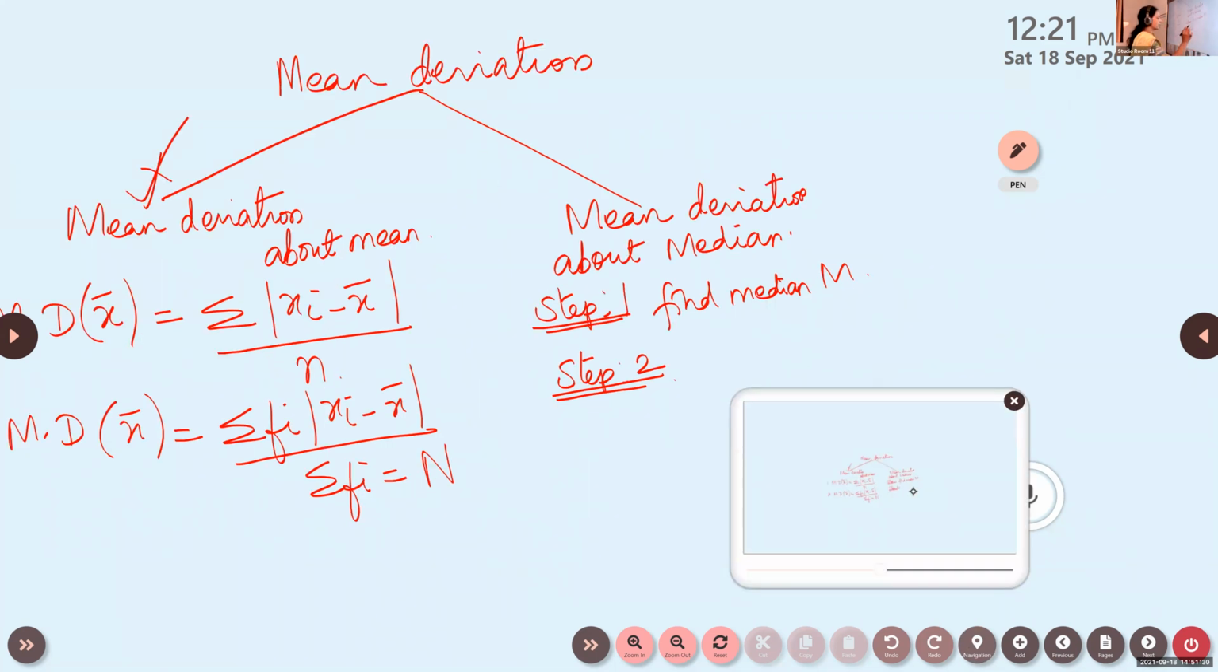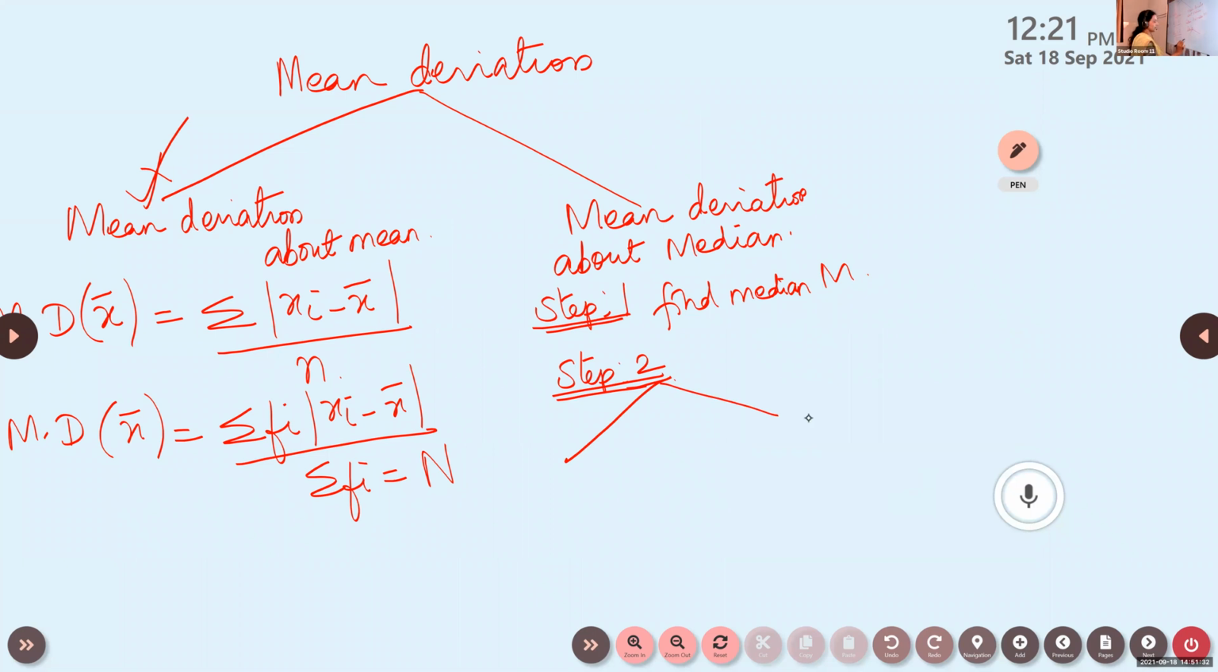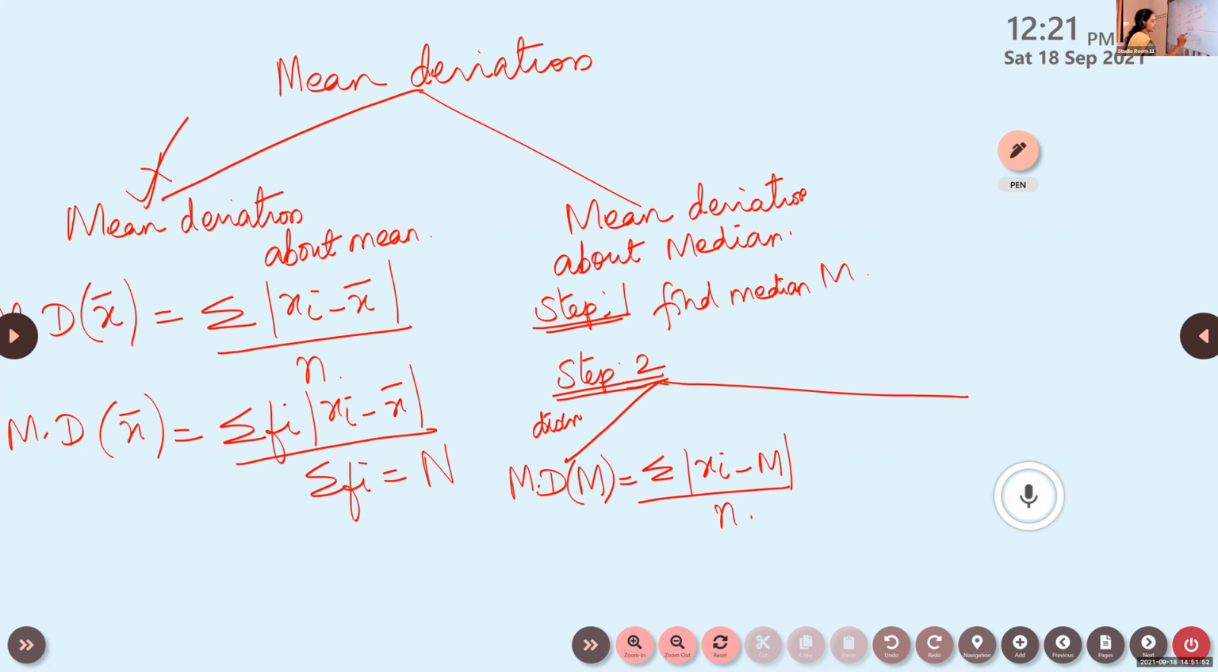So step 2, the formula, I'll divide it into 2. The first one is mean deviation about M. Look at the notation I'm writing here. Mean deviation about M. M means it is median. It is sigma modulus of xi minus M by n if it is discrete. Okay, if it is discrete data, we do like this. Sigma xi minus M by n. What is M? Find median. In the previous question and all, we subtracted mean. Instead of mean, now we have to subtract median.